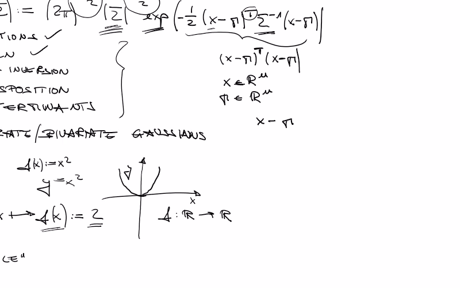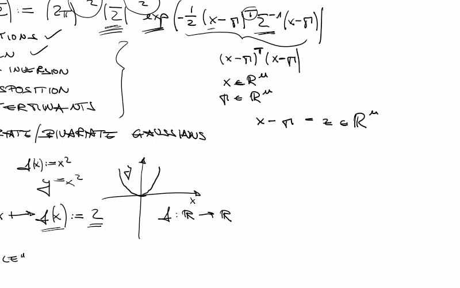So let's call that Z. What do you know about Z? What is Z? Yeah. It also has to be an n-dimensional vector, because both x and mu are n-dimensional vectors. You subtract something, you get Z.